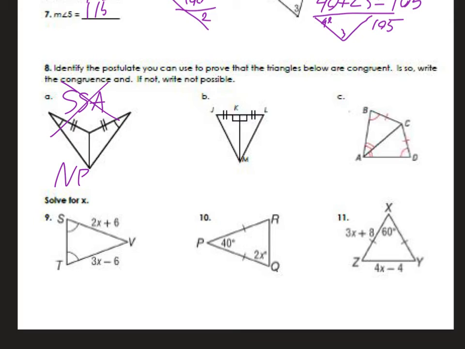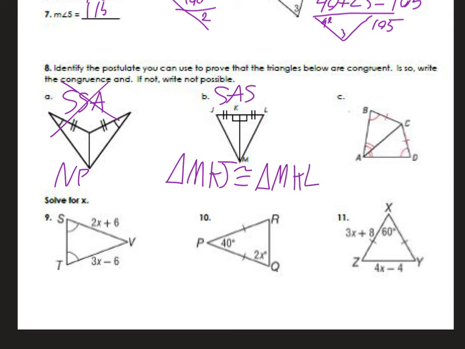In B, it looks like we have a side-angle-side. So we can say that triangle MKJ is congruent to triangle MKL. In C, it looks like we have an angle-side, which is one of our possibilities. So we can say that triangle ABC is congruent to triangle ADC.